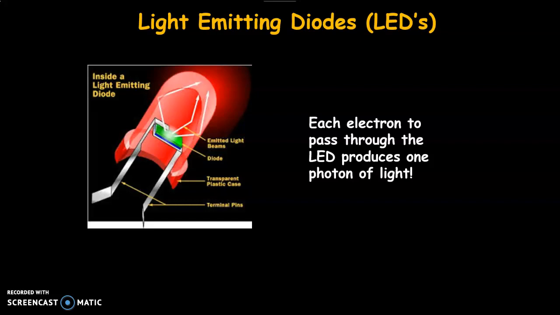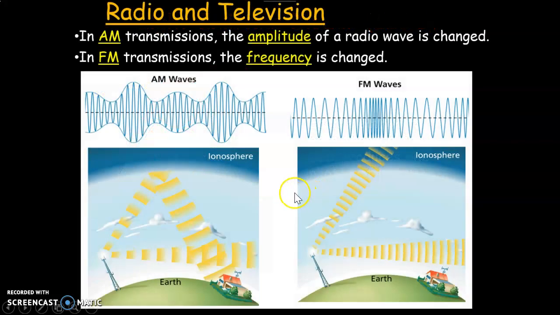LED stands for light emitting diode, and it's the most efficient way to produce light because every single electron that flows through an LED releases one photon of light. So they use very little electricity and they can produce very, very bright light. That's it for our video. There's some other applications that I'm going to show you here in a little bit more detail later on.